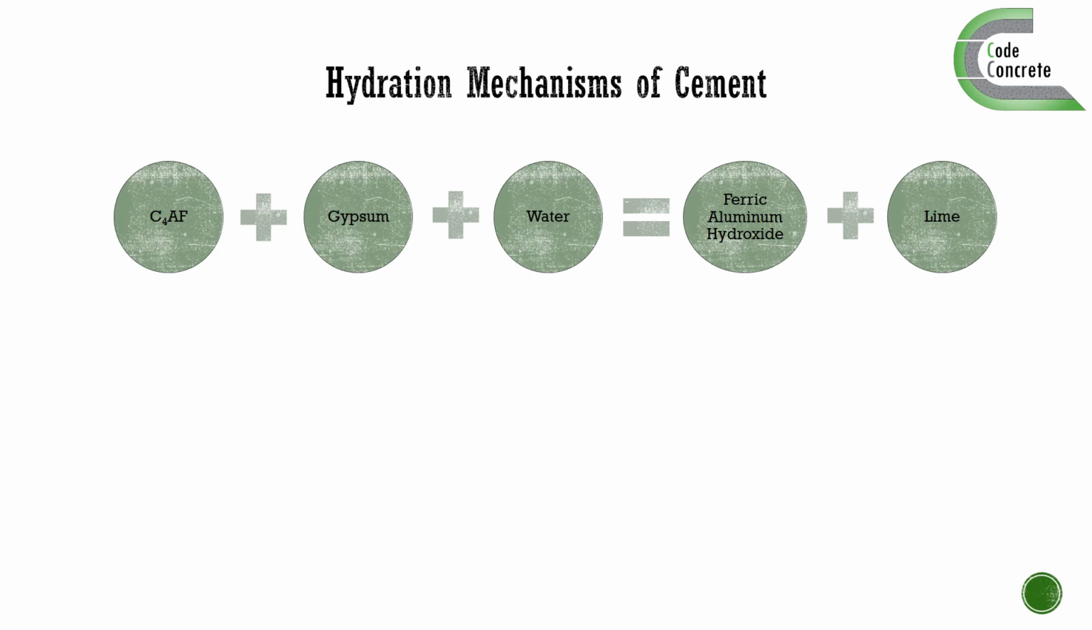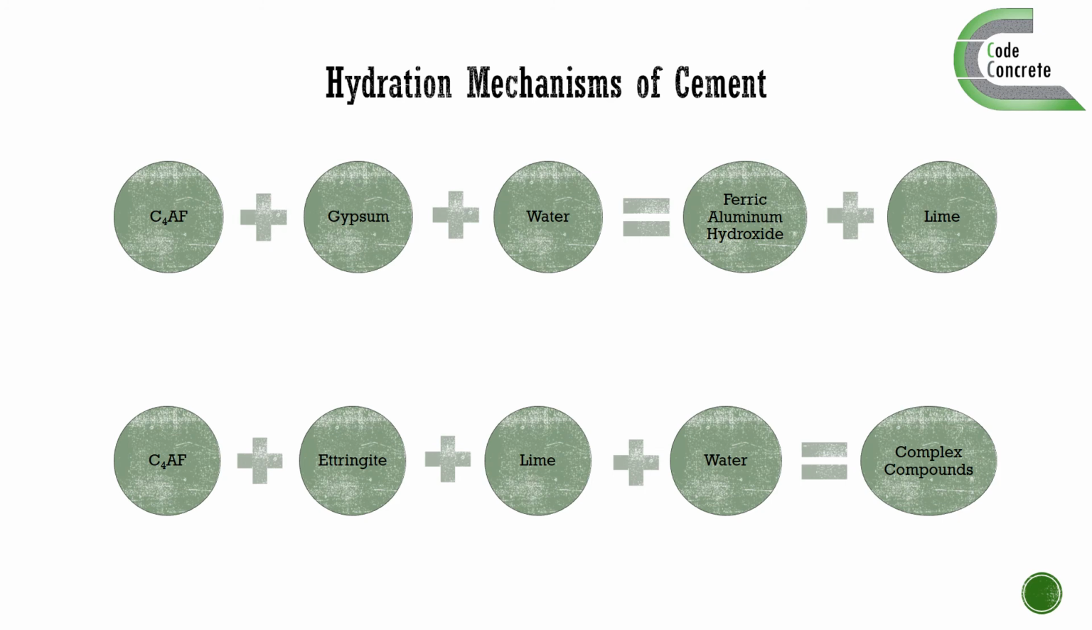Tetracalcium aluminoferrite undertakes 2 subsequent reactions with gypsum. First, ferrite reacts with gypsum to form alumina hydroxides, ettringite, and lime, where ferrite reacts with gypsum and water to produce ferric aluminum hydroxide and lime.